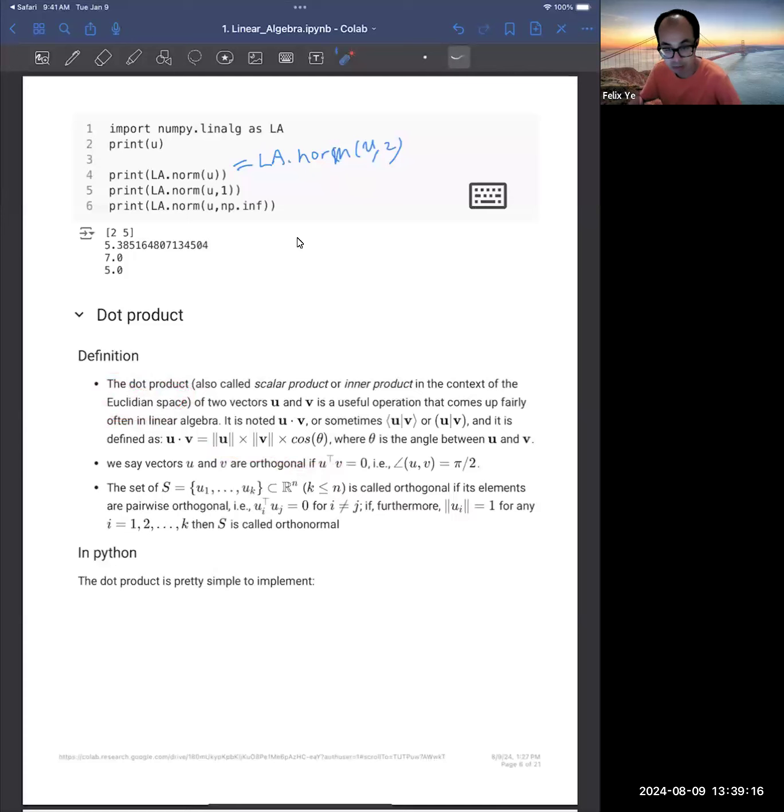U and V are orthogonal if U transpose V is equal to 0. That means if this is U and this is V, the angle here is pi over 2, so it's 90 degrees, which means they are orthogonal. Let me write it down more clearly. This is U, this is V. They are orthogonal if the angle is pi over 2, since cosine of pi over 2 is equal to 0. So the dot product of U and V is precisely equal to 0.